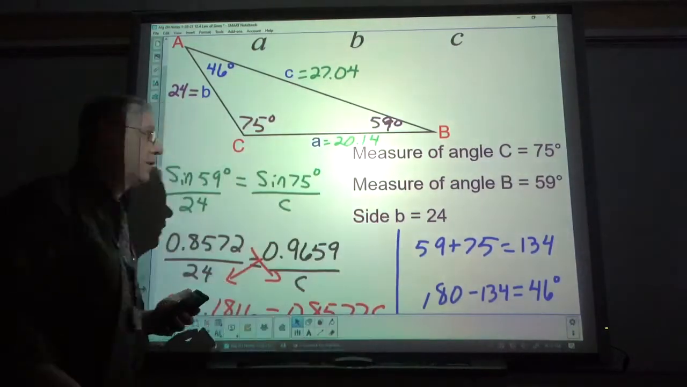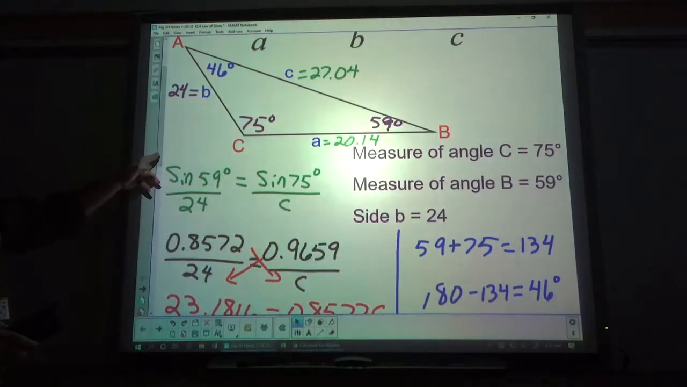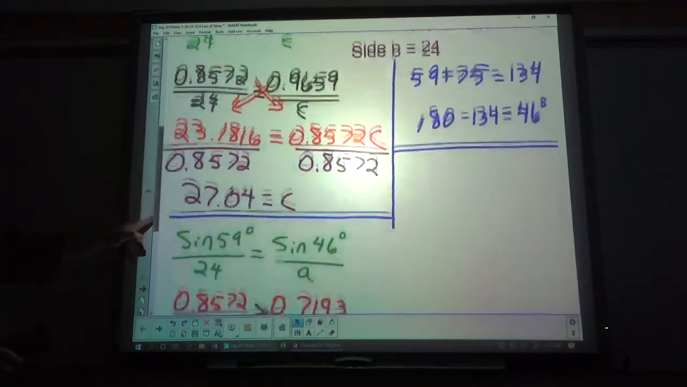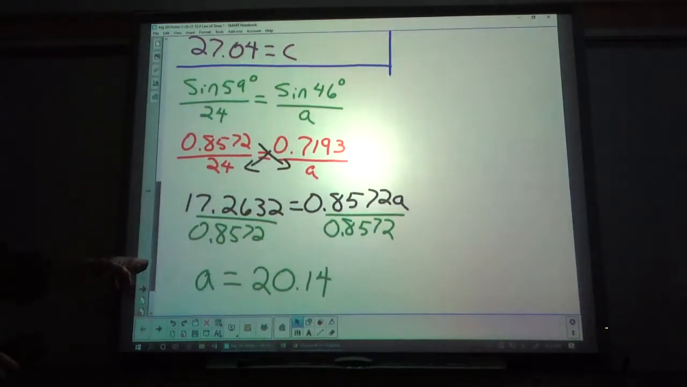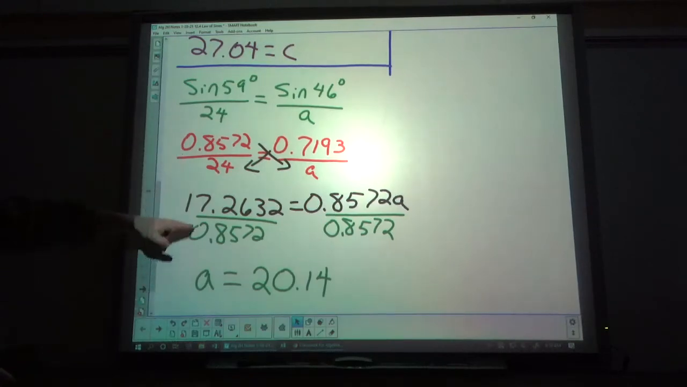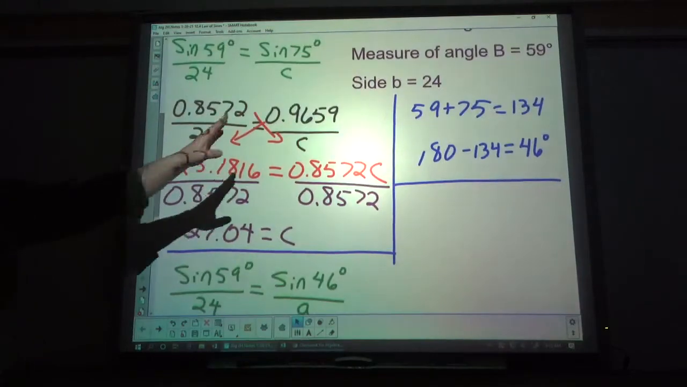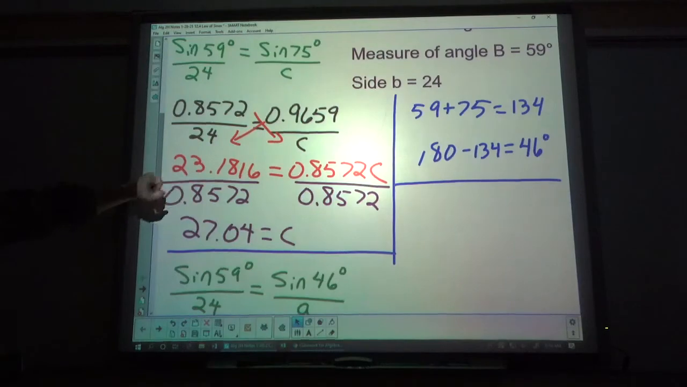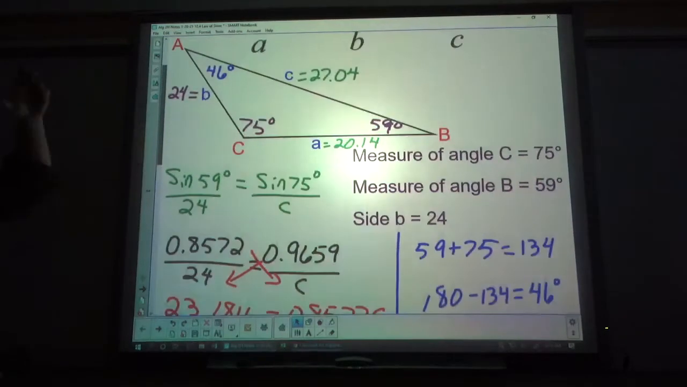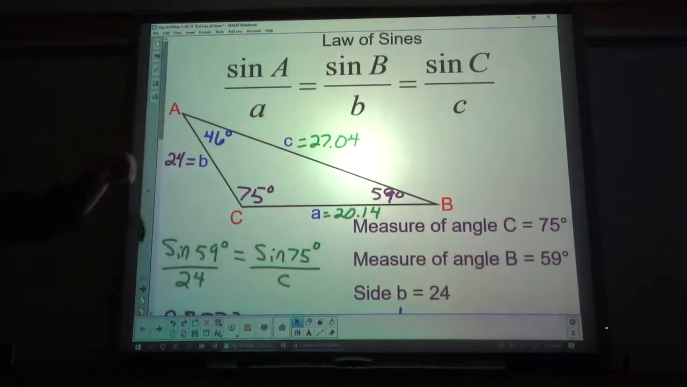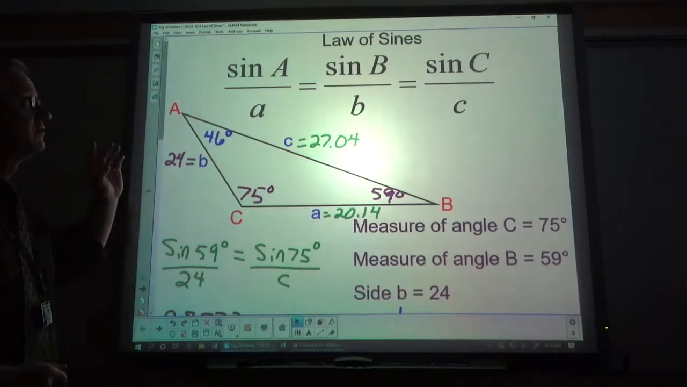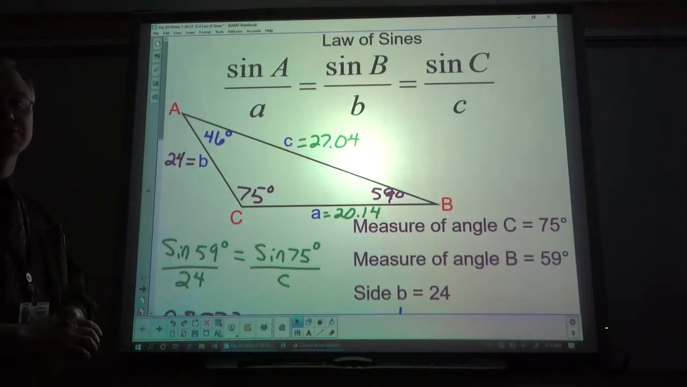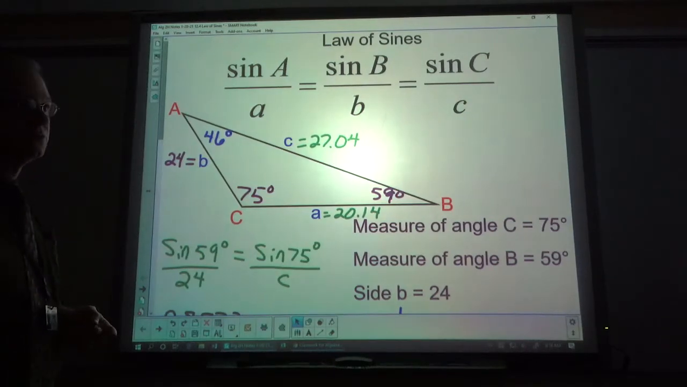So they're all in the 20s for sides. I'll bring this back down so you can see it again. There's solving for side A, solving for angle A, solving for side C. And that was the process of solving the triangle. Now you can do that in certain circumstances for law of sines. For other circumstances, you need law of cosines, which we'll learn later.